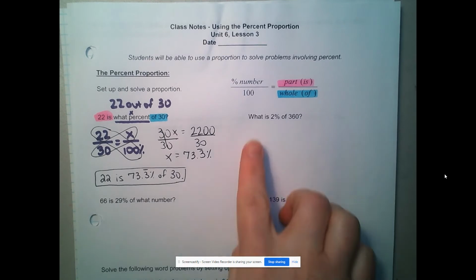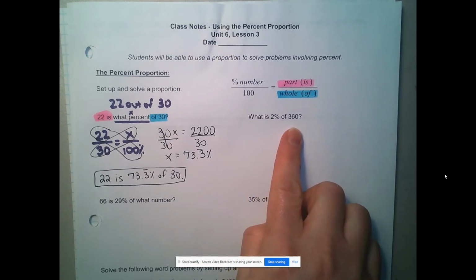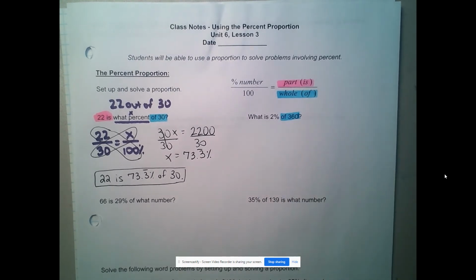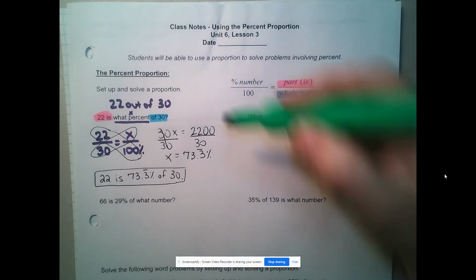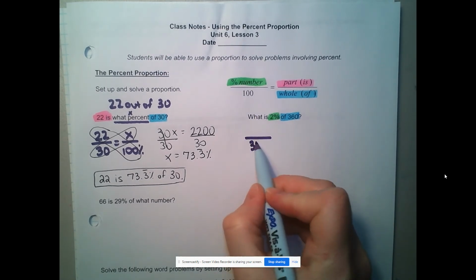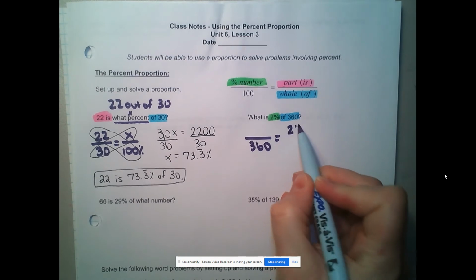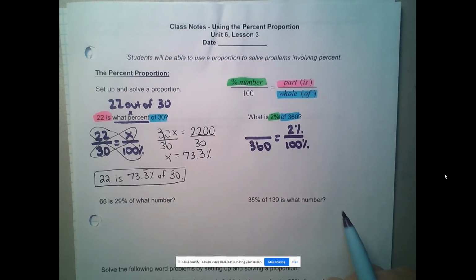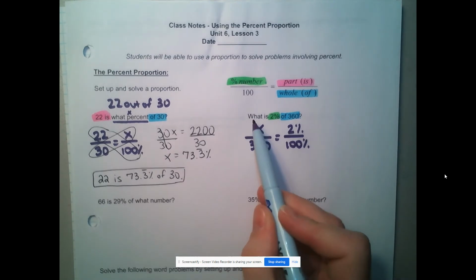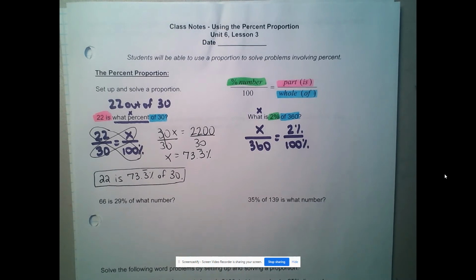So if we look at the next one, what is 2% of 360? Now, when I read that, I noticed the of 360 first, so I've got an of number. The interesting thing was there's a percent symbol in this one. That percent number is also going to be given to us sometimes, and if we know the percent number, that's the thing that goes over 100. So we know it's out of 360. We know it's 2% out of 100%. The thing we don't know is the part, the is number. So that's where our x goes. What is? We don't know.